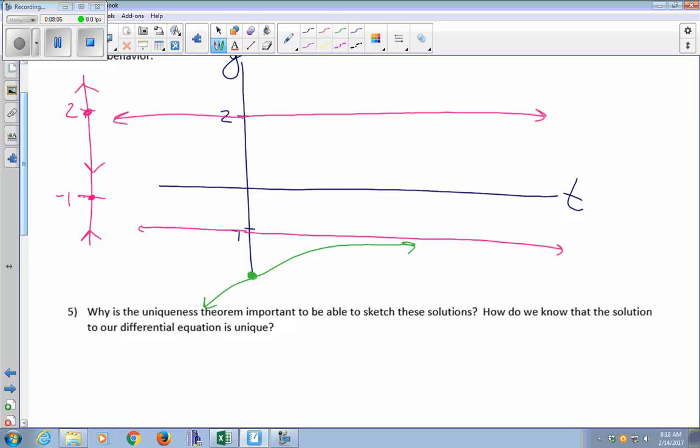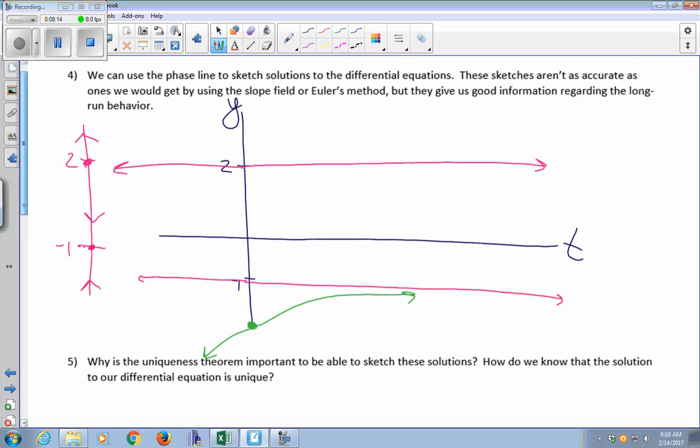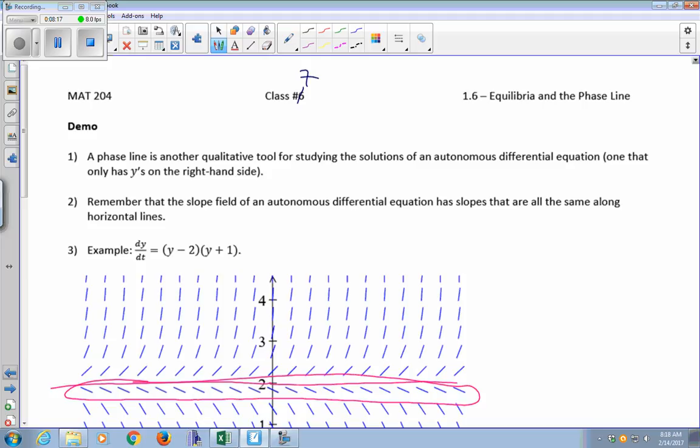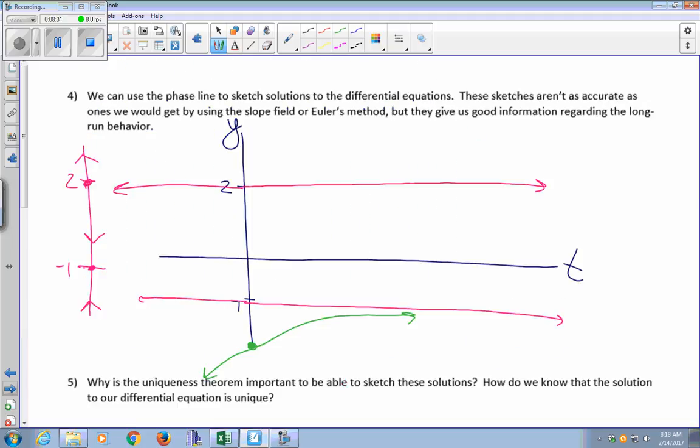So it's possible to have two solutions share a point, but not if the partial with respect to y was continuous. So if you look back at our equation, it's just a polynomial in y, which means that its partial with respect to y will also be a polynomial and will be continuous. So we have uniqueness in this situation. So that means that we can't cross equilibrium solutions. And for the rest of the course, we're going to have existence and uniqueness pretty much, right? So if you ever see things crossing, you've done something messed up.